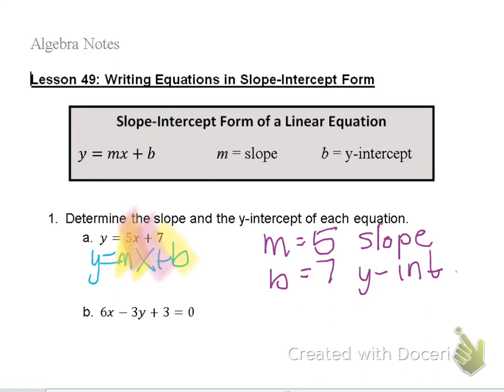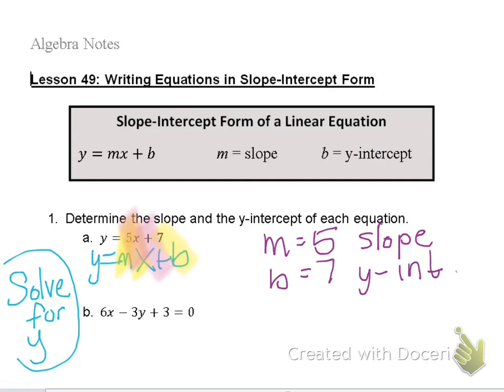The next example is the same thing, except this time it's not already in slope-intercept form. So we have to solve the equation for y. Whenever you're given an equation that's not y equals mx plus b, you can solve it for y so that it is in the form that we would like it to be in.